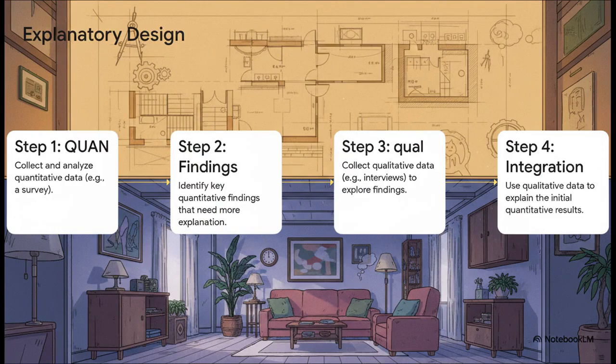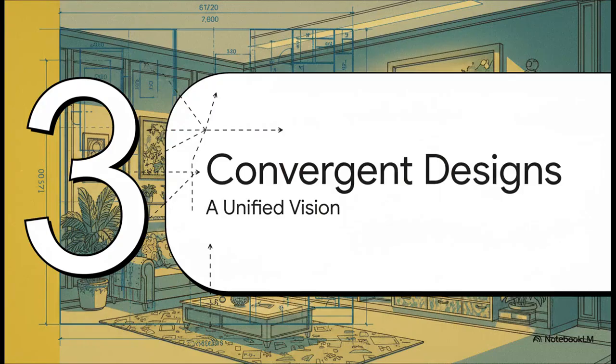And this breaks that explanatory process down perfectly. So let's say you run a huge survey and you find some really surprising statistical trend. The numbers are telling you what's happening, but they have no idea why. That's your cue. You then go out and do follow-up interviews to get the stories and the context behind that weird trend you found.